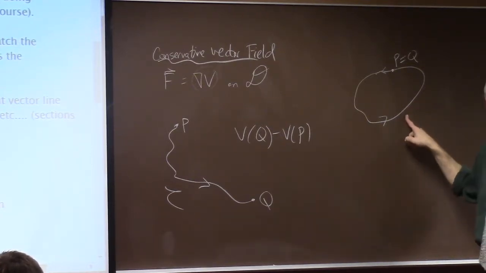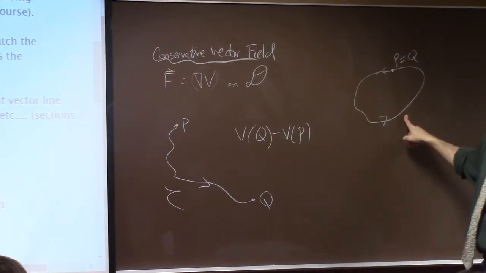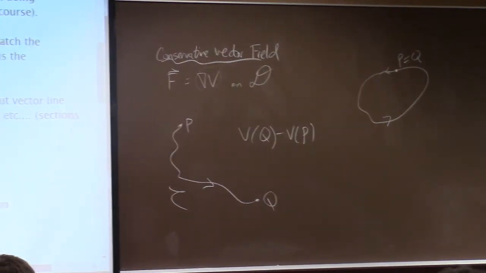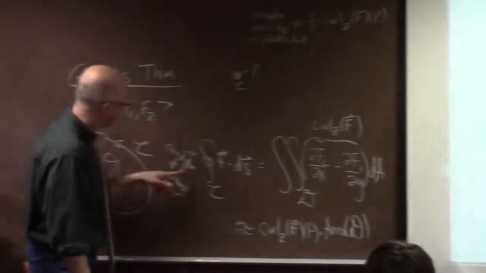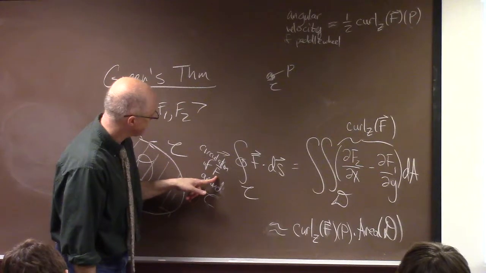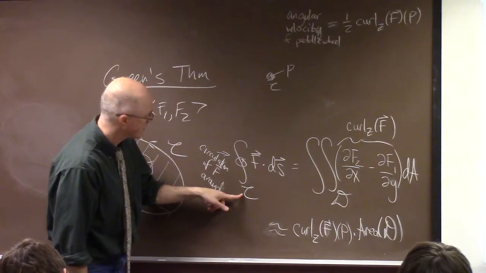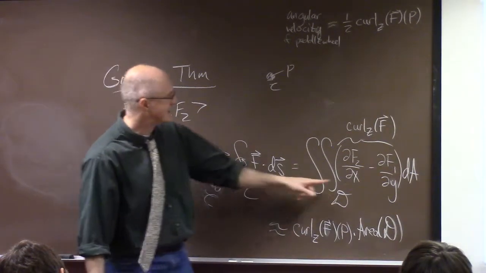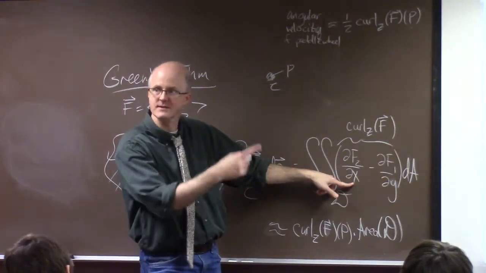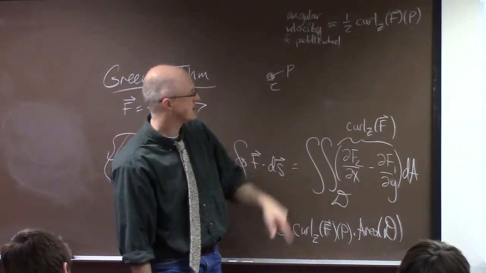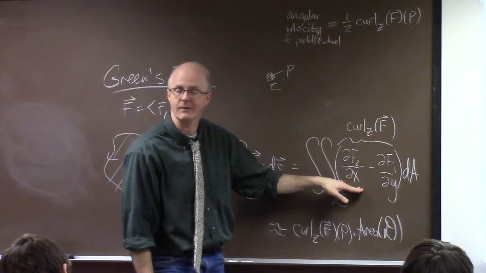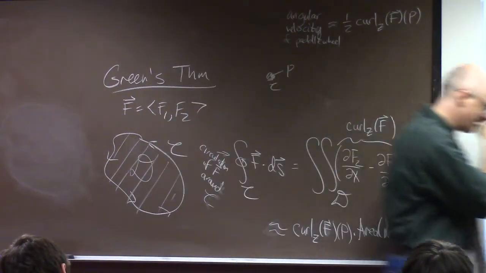That also means, in terms of circulation, I should put the word circulation in here too, that the circulation for a conservative vector field around some oriented closed curve is going to be 0. Which makes sense because of this cross partials condition for conservative vector fields. Remember that? These two things are equal everywhere in the domain for a conservative vector field. Let me mention that now and write it again.